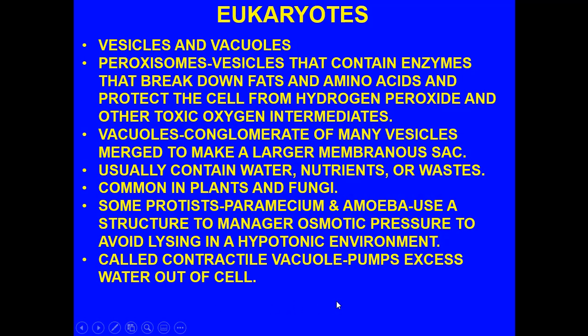Then we have another type of vesicle called a peroxisome. Now this is unique. This is a vesicle that contains enzymes that break down fats and amino acids, and it will also protect the cell from hydrogen peroxide and other toxic oxygen intermediates. For example, an oxygen that might be O2 with a negative charge, it might be hydrogen peroxide, but it also has a negative charge because anything that's charged will then chemically react with anything around it. Fatty acids, any type of lipid, DNA, or protein. So you never want to have what they call free radical, oxygen radicals, etc.